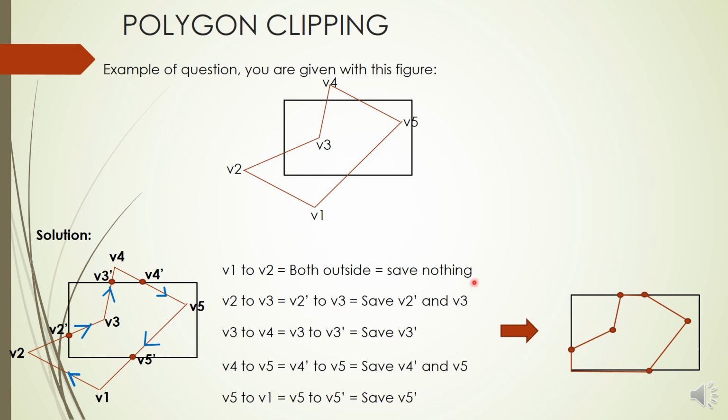Based on the answer that you got here, you can redraw this and you will get this polygon after we perform clipping. We clip the portion that is outside the clipping window. So at the end you get this polygon clipping result. Okay, thank you.